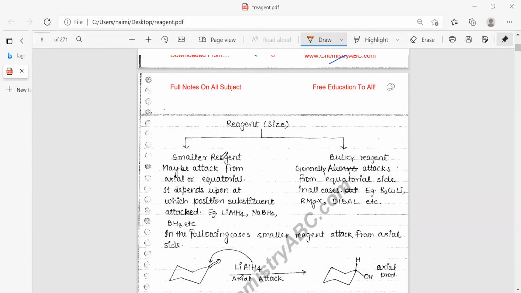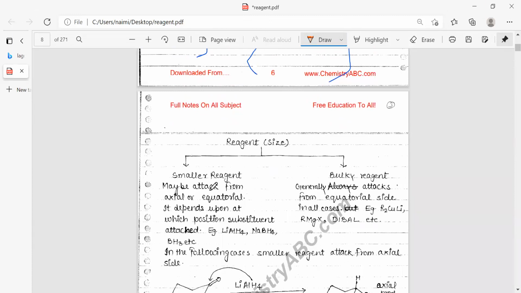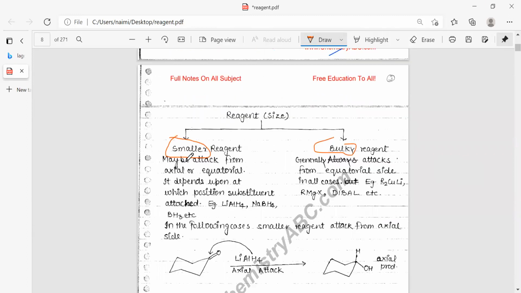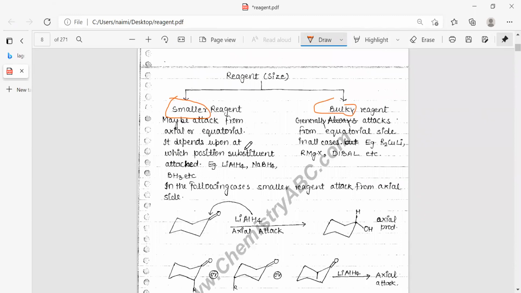Next, you can see the reagents. Some reagents are smaller and some are bulky reagents. So reagents will attack depending on the size. A smaller reagent may attack from axial or equatorial, depending upon the position of the substituent attached.